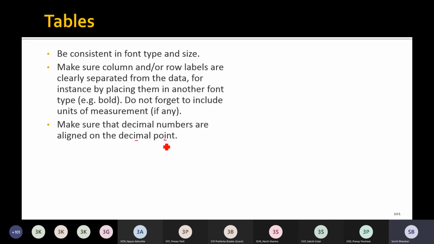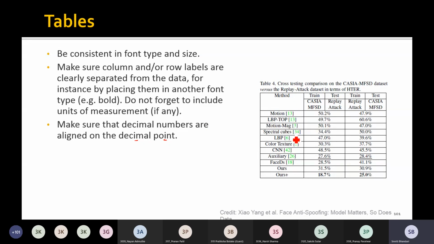Now the next important point is make sure that the decimal numbers are aligned on the decimal point in a table. What does this mean? See here one example. In this example, we have listed several methods and we have provided the accuracies. The table number is given, the caption for the table is provided, and we are having some numeric data here. So make sure that if we are having decimal numbers, then these decimal numbers are aligned on the decimal points, meaning all the decimal points should be aligned with one another.